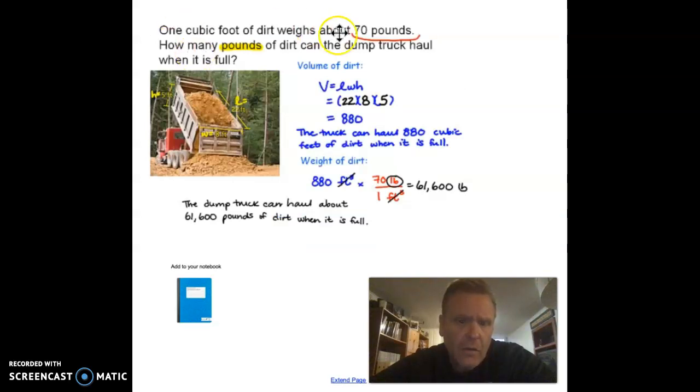All right, so remember that we have that 70 pounds. We're going to take the 22 times 8 times 5. That gives us 880. That's 880 cubic feet. We're going to set that equal to 70 pounds times 1 cubic foot over 1 cubic foot. We're going to cross out those units of cubic feet. And now when we multiply, we're getting the straight up weight. So in this case, because the dump truck was a little longer, it held 61,600 pounds. Whew, that's a lot. All right.